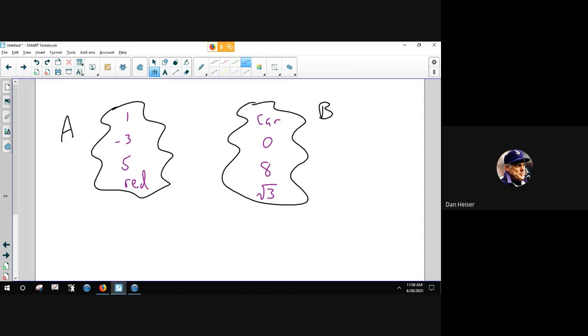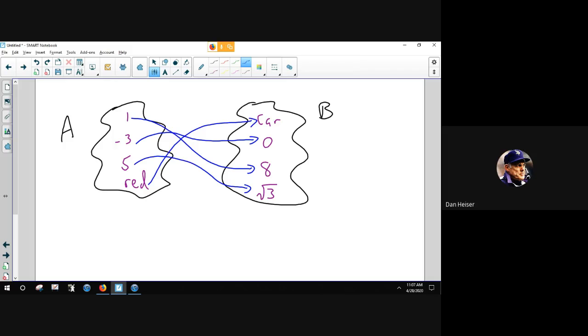Next up, we have inverse functions to look at. Here are our old friends, set A and set B. We know a function pairs something from A and something from B together. So I will go ahead and make some pairs here. We'll say 1 goes with 8, -3 goes with 0. We'll have a red car, and 5 square root of 3. There's our function.